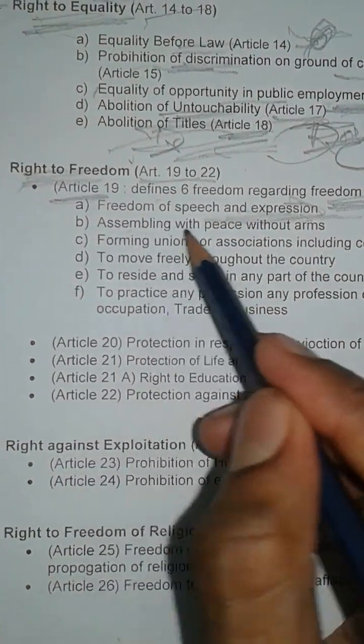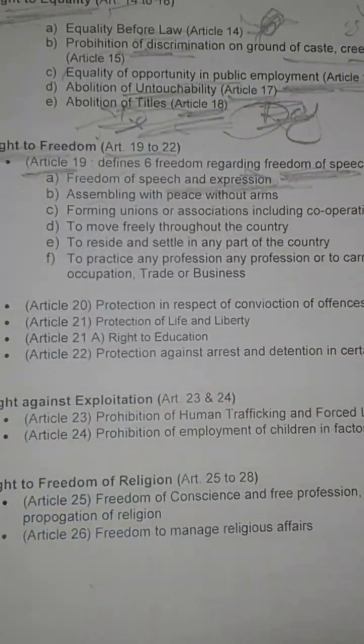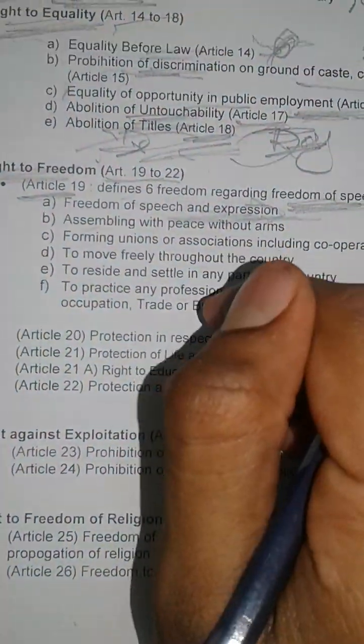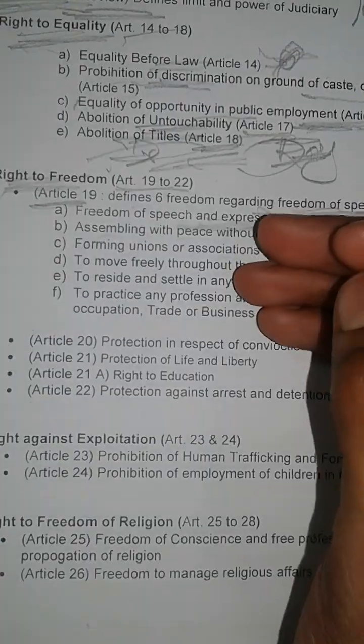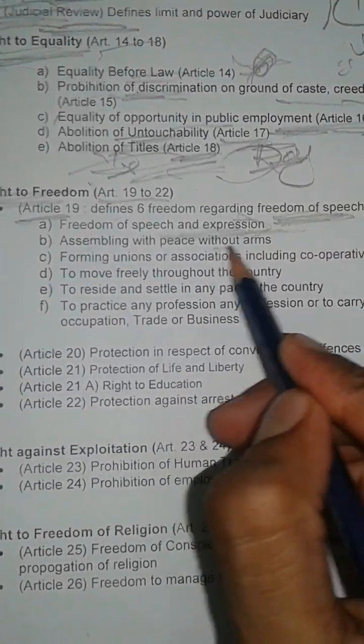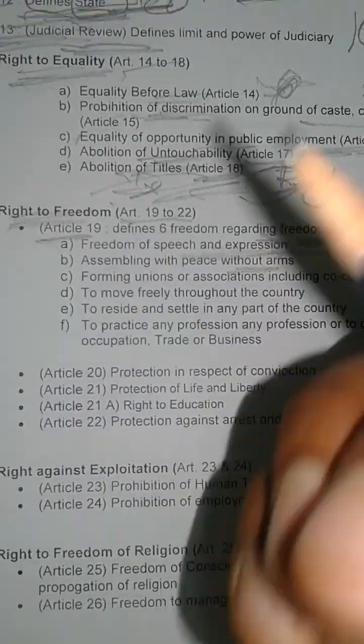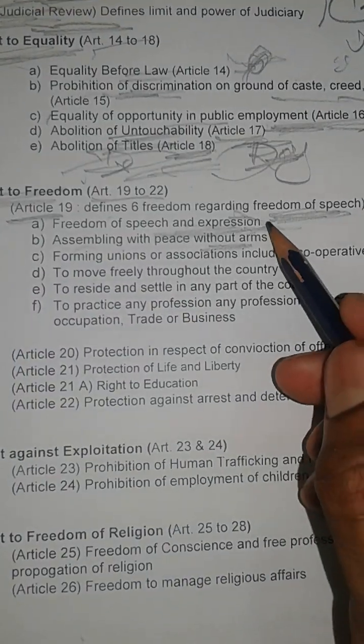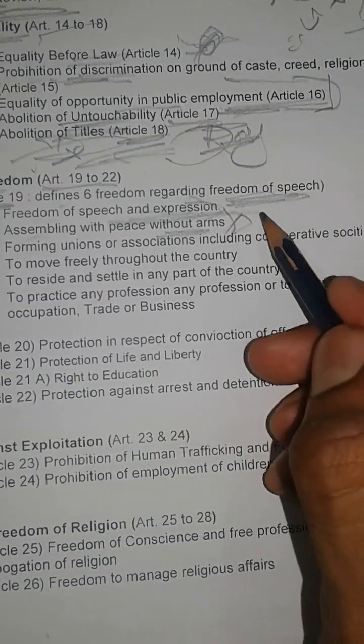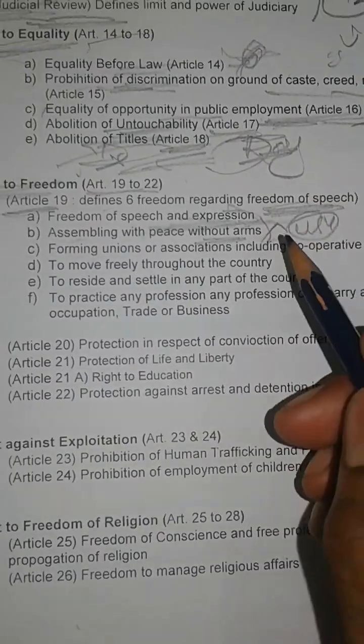Now, second is assembling with peace without arms. Each and every citizen has the right to assemble with peace without any arms. And if any violation has been made under the law, we see the 144 articles which are being used by the DMs.